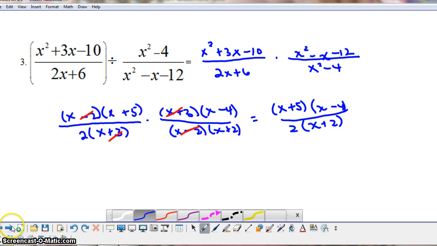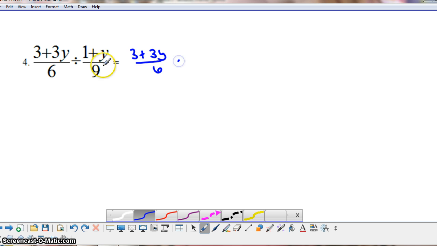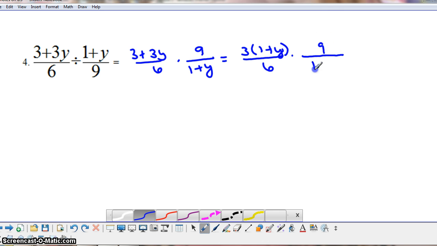Right, let's take a look at a few more examples. Here we're going to start by rewriting this problem as a multiplication problem. We'd have 3 plus 3y over 6 times the reciprocal of 1 plus y over 9, so that'd be 9 over 1 plus y. And now I'm going to factor a 3 out of this first numerator. I'd be left with 1 plus y over 6, and here we'd have 9 over 1 plus y.